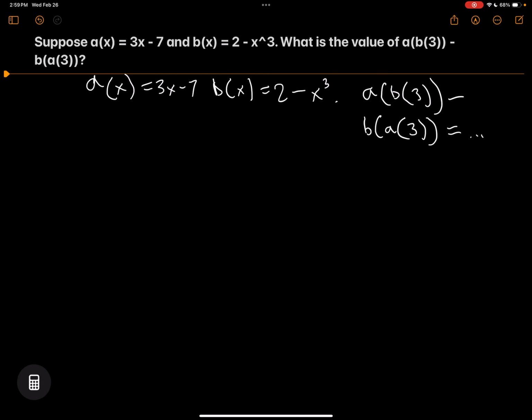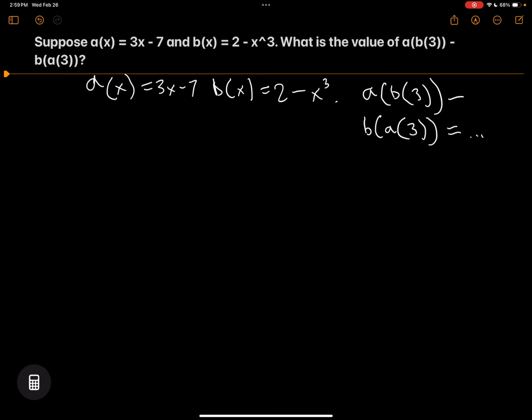So a of b of 3 minus b of a of 3. So here with the second one, the input to the function a is 3. Then the input to the function b is the value of a of 3 here. So it's all nested. So to solve this question, what we're going to need to do is break this problem down into manageable chunks so we can solve this.